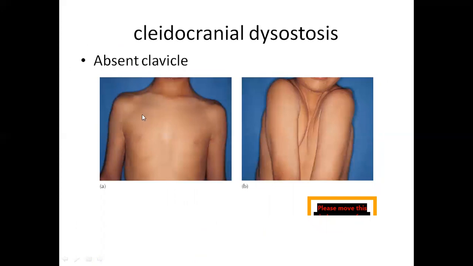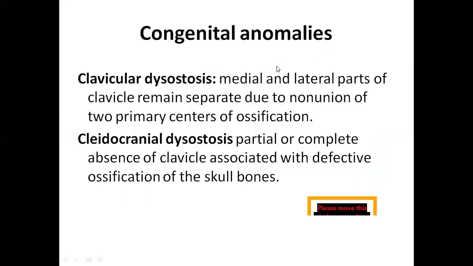Congenital anomalies are the anomalies which are present right from birth. We have cleidocranial dysostosis. Here the clavicle is present; you can see in this surface anatomy picture that the clavicle is present subcutaneously. But this boy is able to bring the shoulder tips medially because the clavicle is absent here. You call this condition cleidocranial dysostosis: a partial or complete absence of the clavicle associated with defective ossification of skull bone.